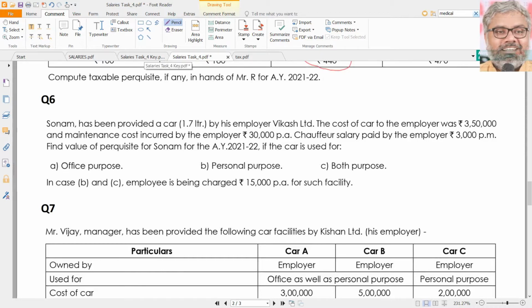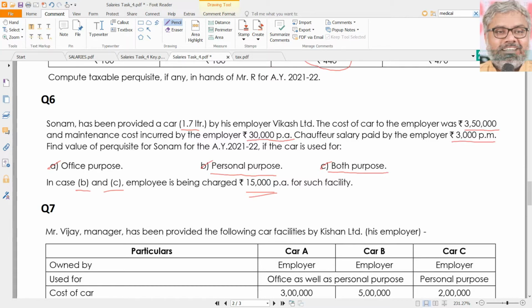Then question number 6 is about car perquisite, which is straightforward. Sonam has been provided a 1.7 liter engine car by his employer, Vikash Limited. The cost of the car to the company was 3,50,000 rupees and maintenance cost incurred by employer is 30,000 rupees per annum. Chauffeur salary paid by employer is 3,000 rupees per month. Chauffeur means driver. Find value of the perquisite for the assessment year 21-22 if the car is used for office purpose, completely personal purposes, or for both purposes. In case of B and C only, the employee is being charged 15,000 rupees per annum for such facility.